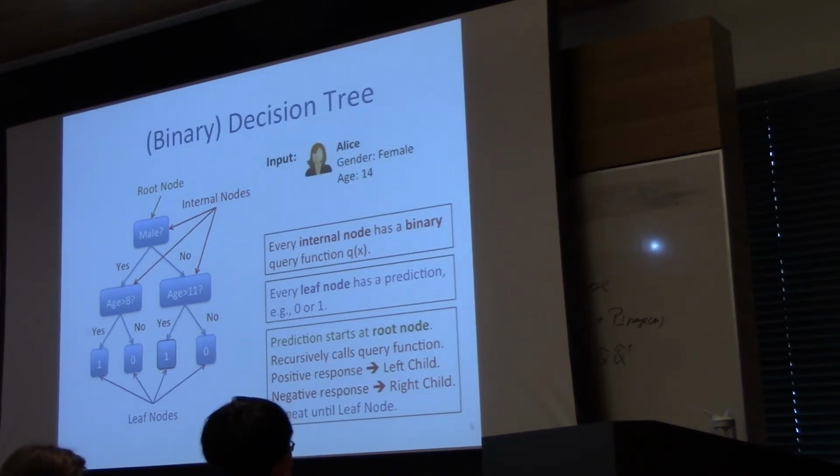Right? So imagine this is our input. The input is Alice, gender female, age 14. So we start at the root node. First we ask, is the input instance a male person? The answer is no, so we traverse down the right subtree. Is age greater than 11? The answer is yes. We traverse down the left subtree and we answer 1. Yes, we predict that more likely than not, this person has height above 55 inches.